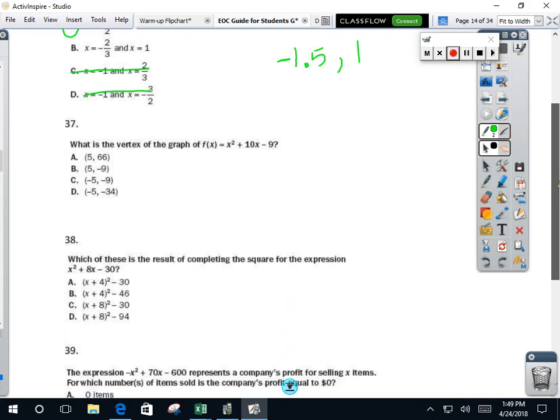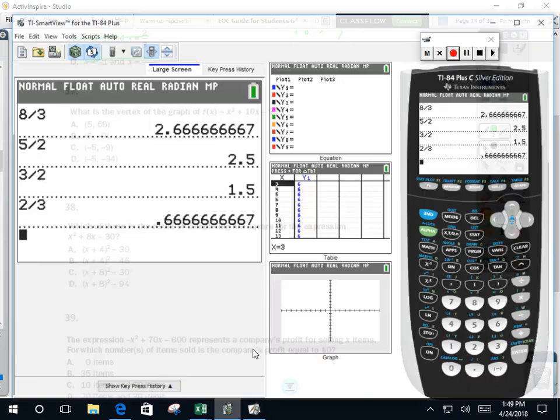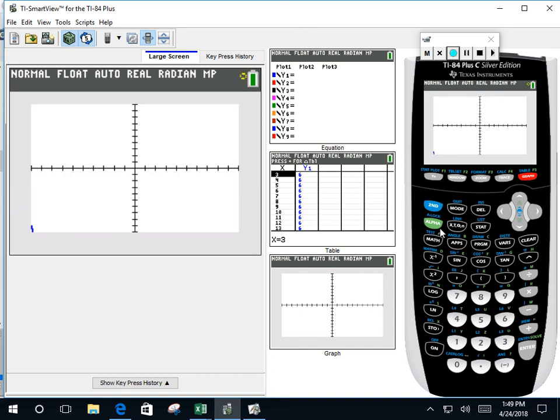All right, number 37. What is the vertex of the graph of f of x equals x squared plus 10x minus 9? How can you quickly find the vertex? Graph it and go to the table. So x squared plus 10x minus 9. Okay, I can see that part of the parabola is over here in this corner, and then it goes down and comes up. So doesn't that mean the vertex is down here somewhere, which is a negative?